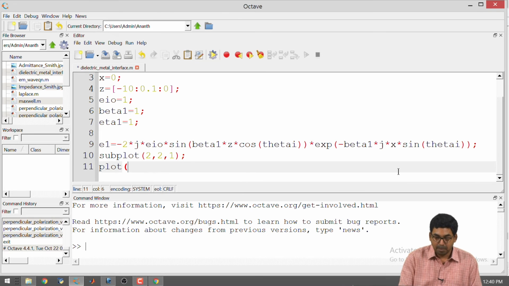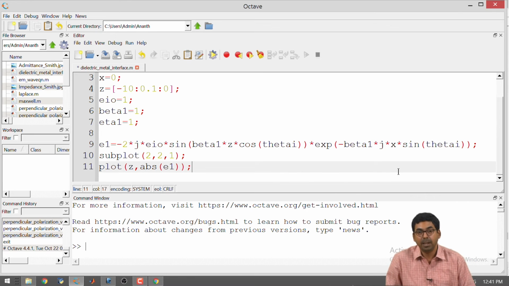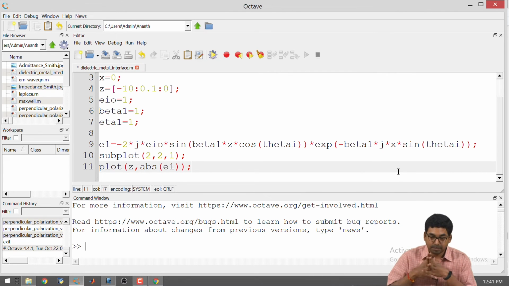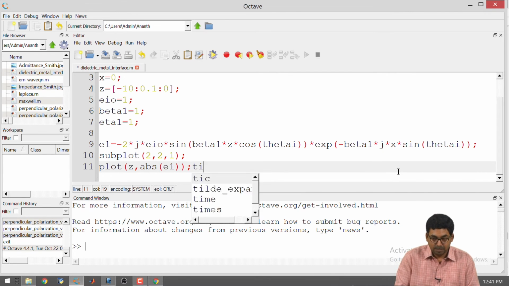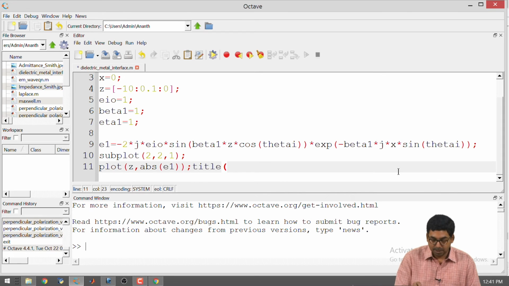So, I want to create a plot of position z, and then I want to plot, say, the absolute value of E1. I want to see the magnitude of E1 involving both the reflected and the incident field summed up together, total fields. And I will also give a title to it because later on we will be having different plots. So, I am just saying absolute value of E, in this case it was Ey.